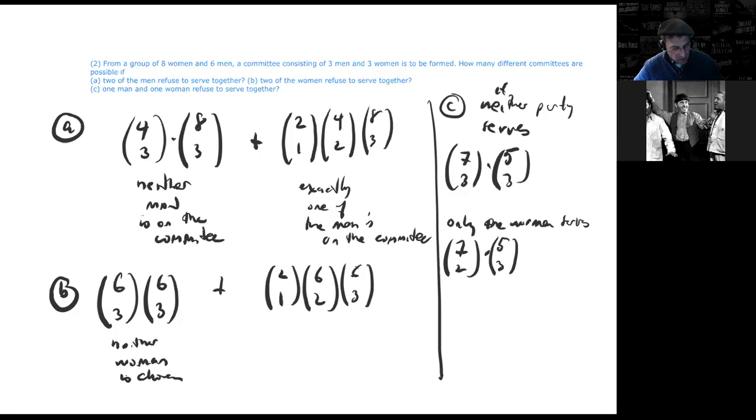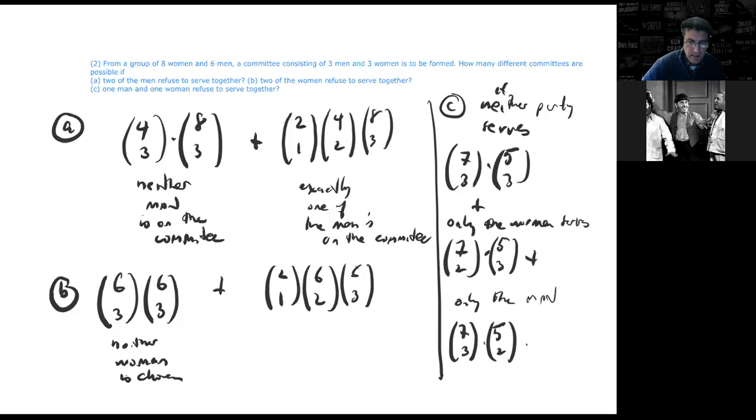So that's if only the woman serves, and if only the man serves, it's a similar calculation. In that case, we're choosing 3 out of the 7 women, and we're choosing 2 out of the 5 men because we already have 1 man there that we've selected, the man that is fighting with the woman. So we have to add these 3 numbers together, and so I'll put plus signs, and we get the answer in part C.